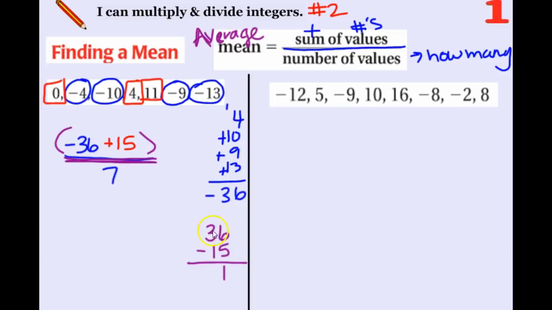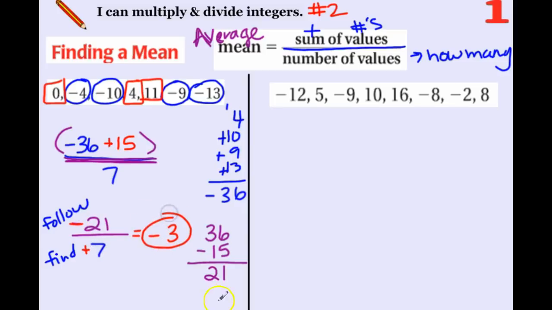6 minus 5 is 1. 3 minus 1 is 2. So in the numerator we have 21. But there were more negatives, so it's a -21. In the denominator we have a 7. So we're going to use our multiplication table to find 7 and follow it to -21. If you do that, you should get 3. However, a negative and a positive, happy and grumpy, they don't get along. It's going to be a -3. Also, we know 3 times 7 is 21.